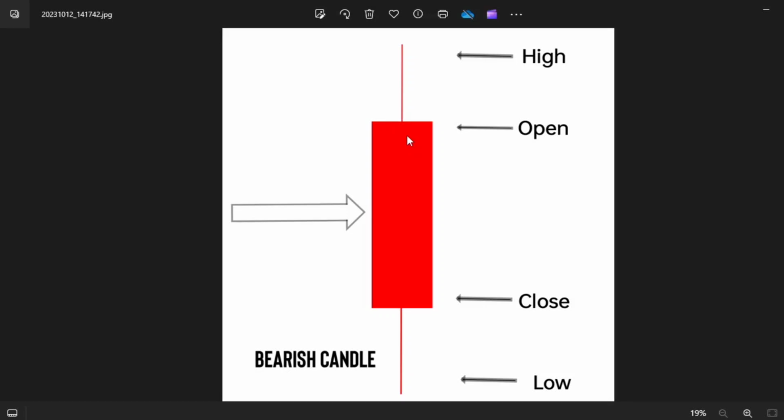Now, the highest price the market got to in that time period, whether it's a 1 hour time frame or a daily time frame, no matter the time frame, the highest price at that particular time frame is the high, and that is represented by the wick. Wicks are very, very important in trading. Some textbooks will call it a shadow, but we call it a wick.